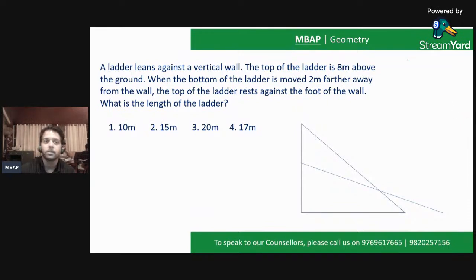For example, this is a pretty old question. This question got featured in the year 2012 and 14 too. Clear? Let's see if you're able to decode this question and solve this.